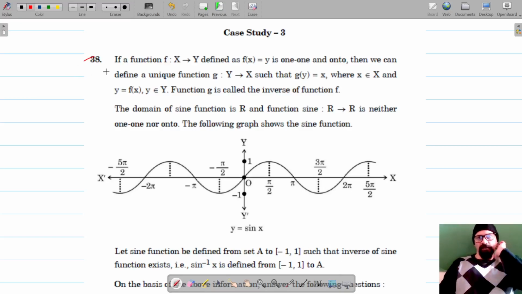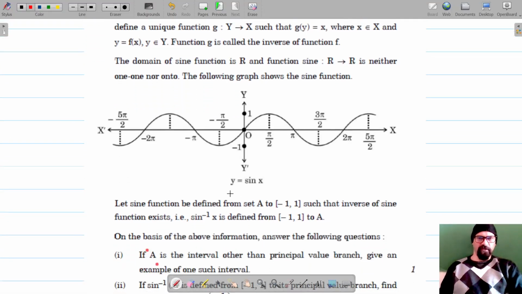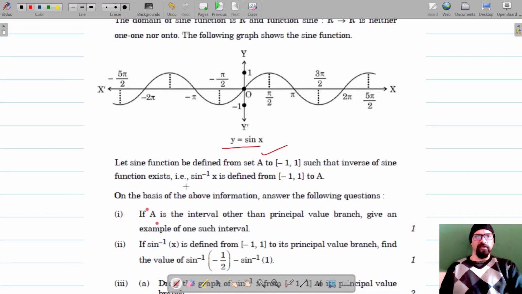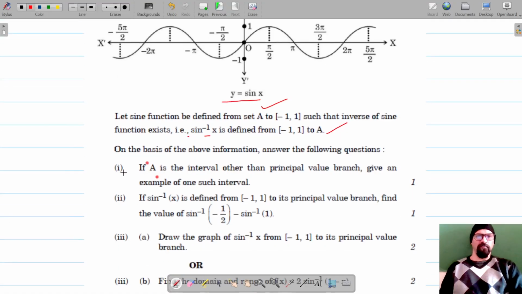For question number 38, which is a case-study-based question, we are given the graph of sine x. The sine x function is, as we all know, defined for the domain -1 to 1, the closed interval, and the inverse of the function exists from -1 to 1. On the basis of the above information, we have to answer the following questions.